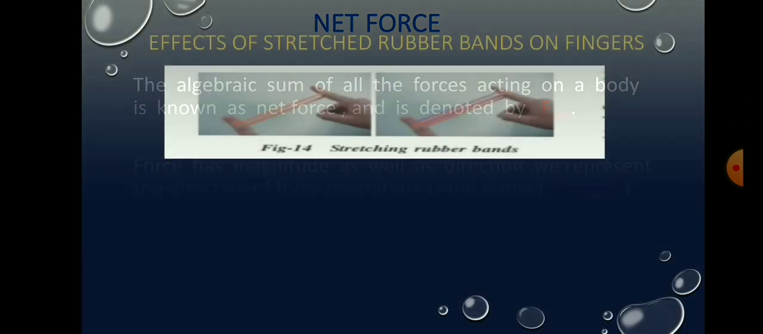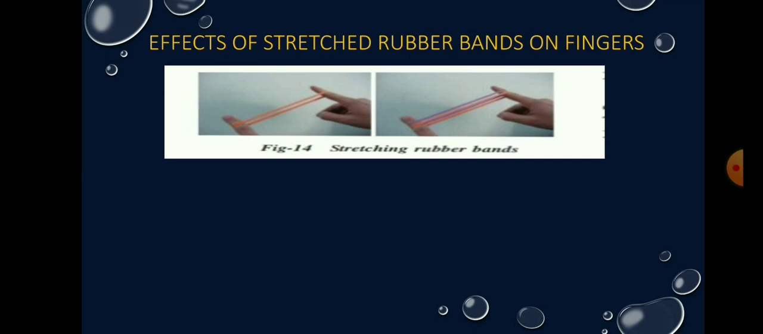Now we are going to learn about the effects of a stretched rubber band on fingers. Take a rubber band and stretch it using your fingers. When you stretch the rubber band, it exerts force on your fingers. We add one more similar rubber band around your fingers and stretch both together to the same length. Now you feel the combination of two bands exerts a larger force than one rubber band.